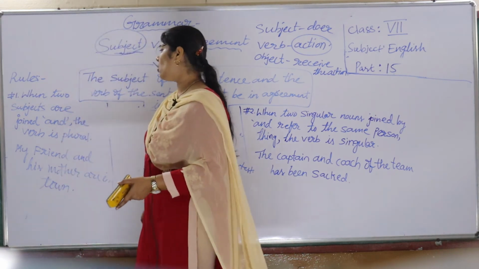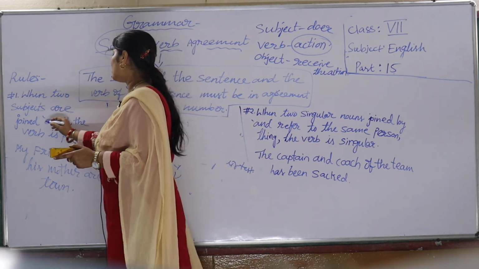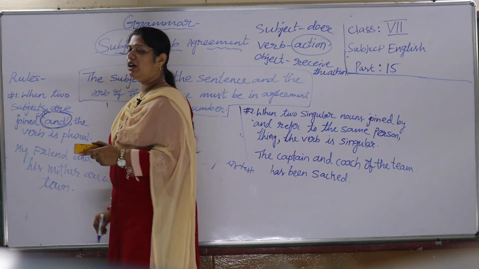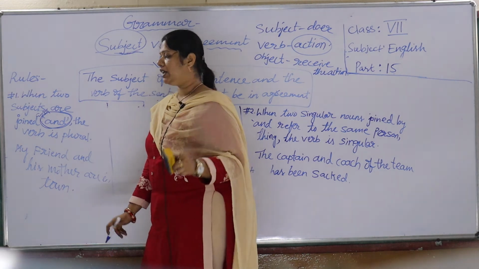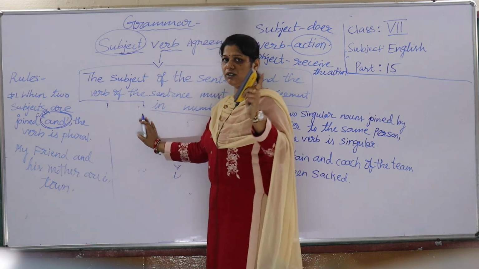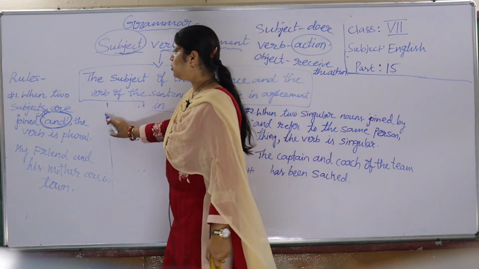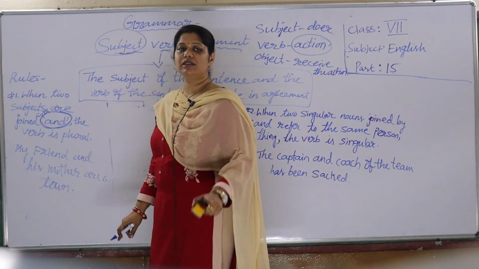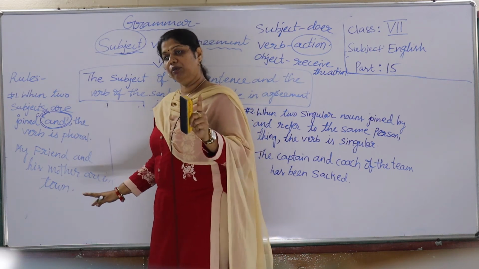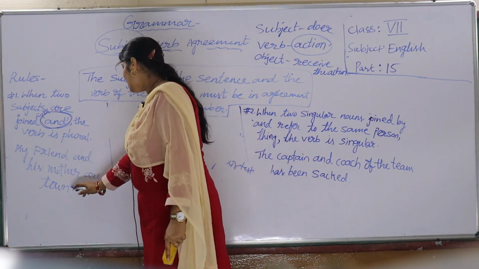When two subjects are joined with and, the verb is plural. So how are we joining the two subjects? We are joining them with and. The basic rule, which I have just explained, is that a singular subject takes a singular verb. But when two subjects are joined with and, the verb will be plural. For example, my friend and his mother are in town.